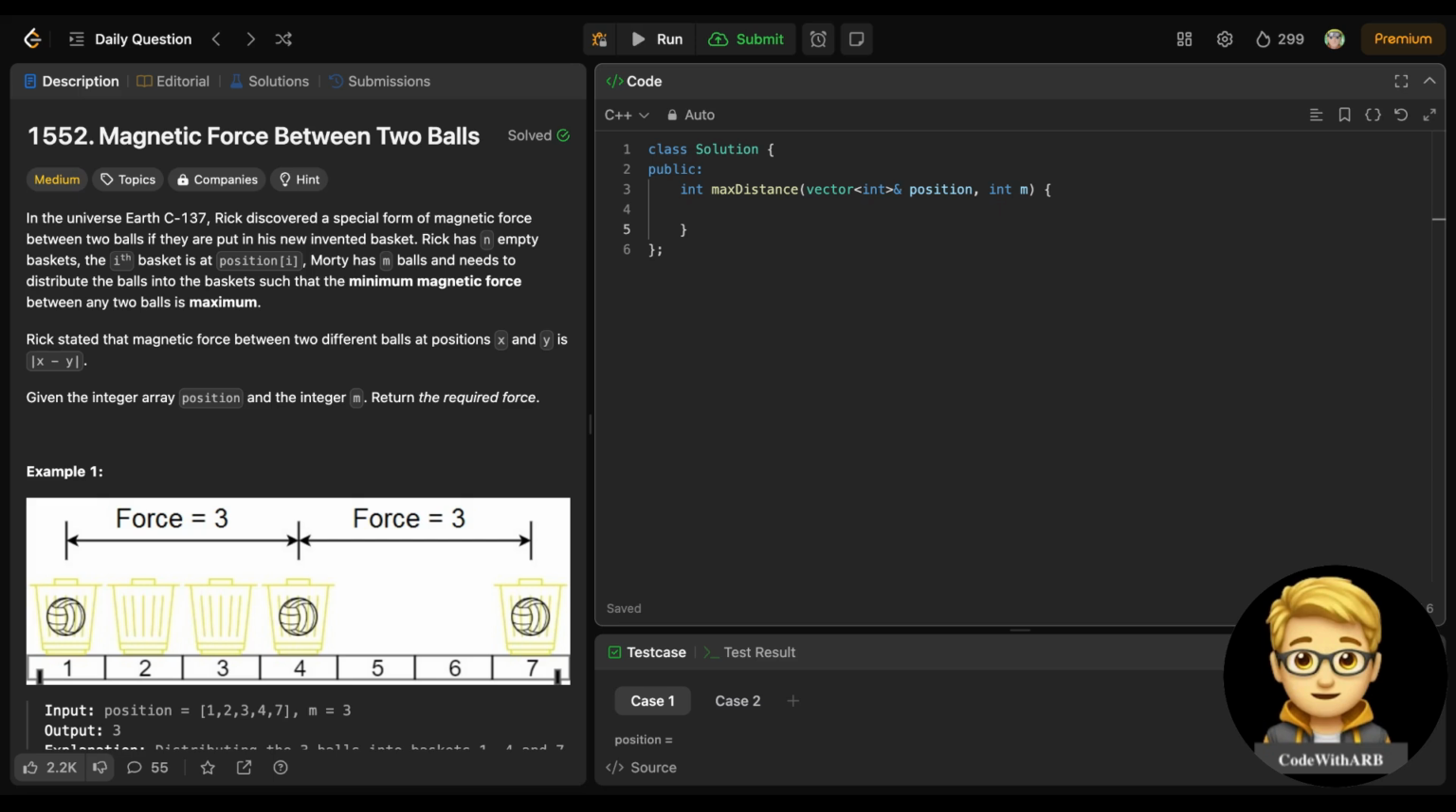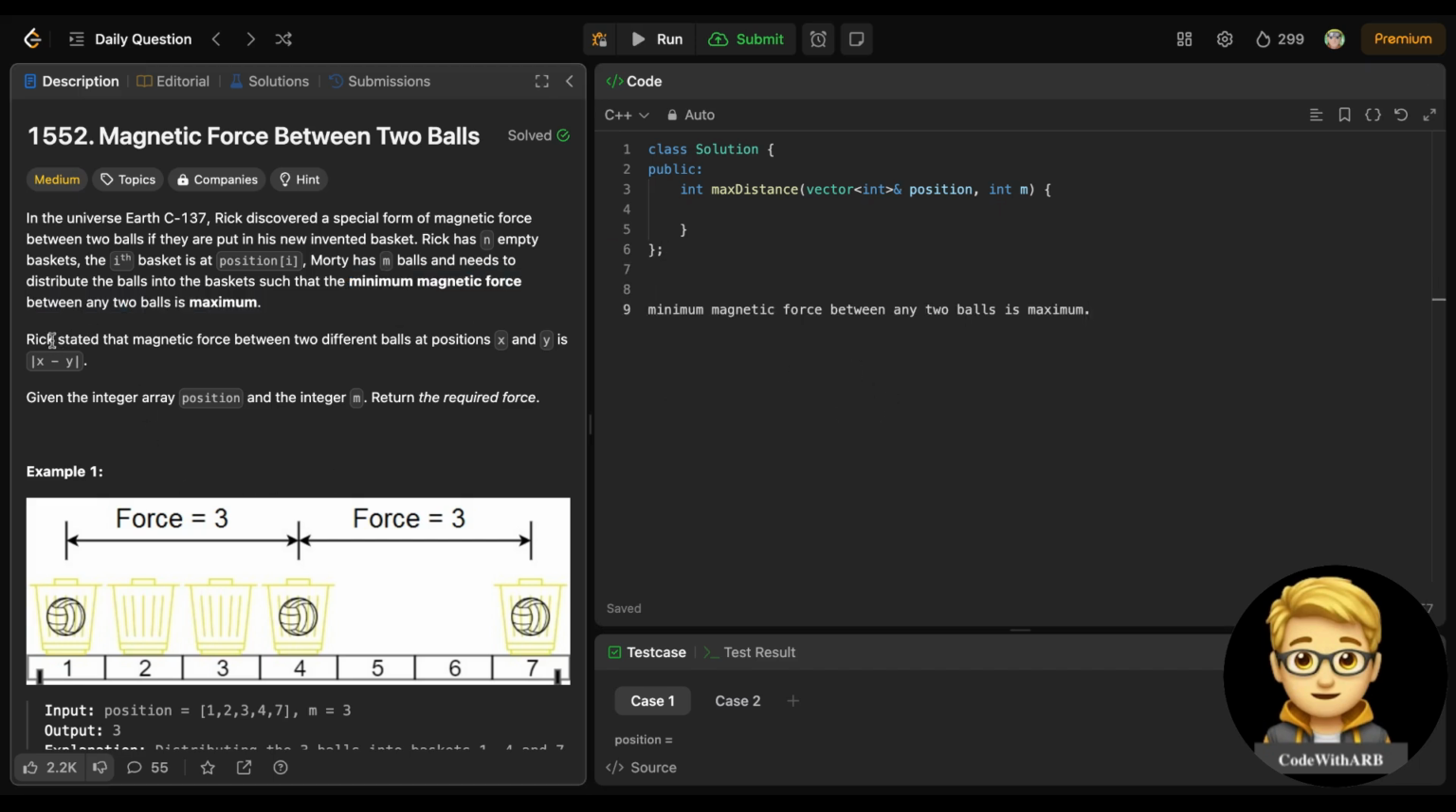Rick has an empty basket. The ith basket is put at position i. Morty has m balls and needs to distribute the balls into the basket such that the minimum magnetic force between any two balls is maximum. This line seems to be confusing, but we will understand this line, right?